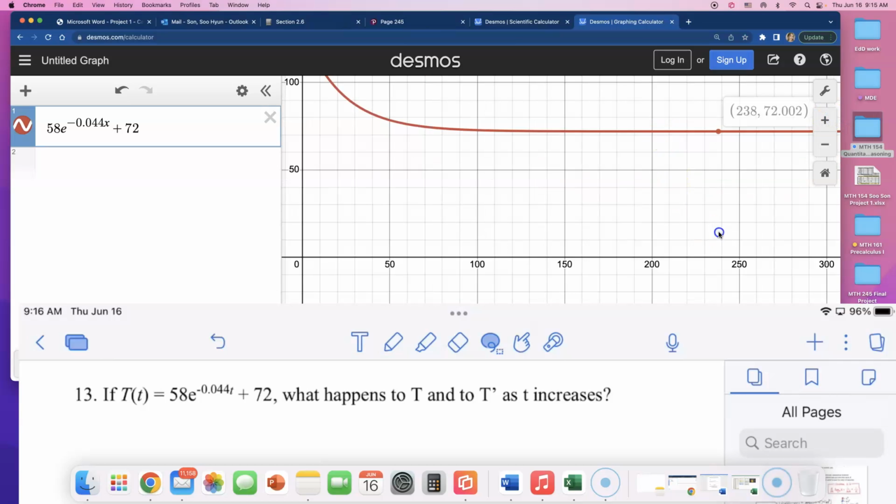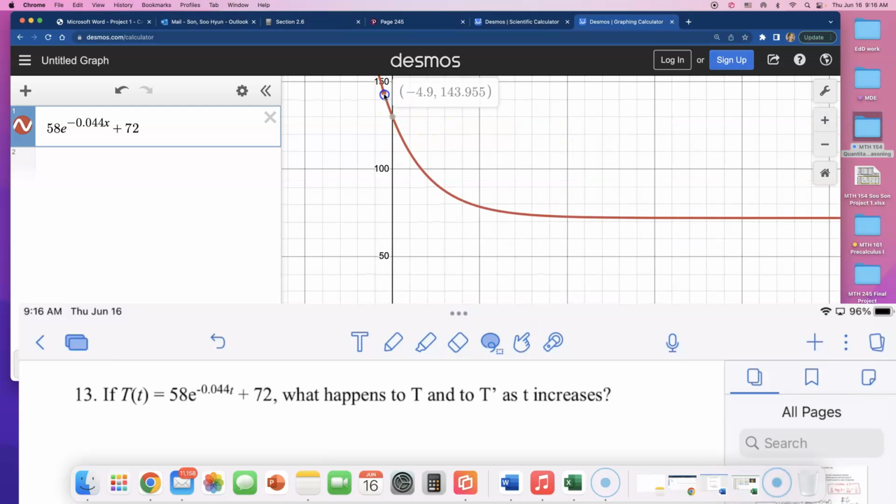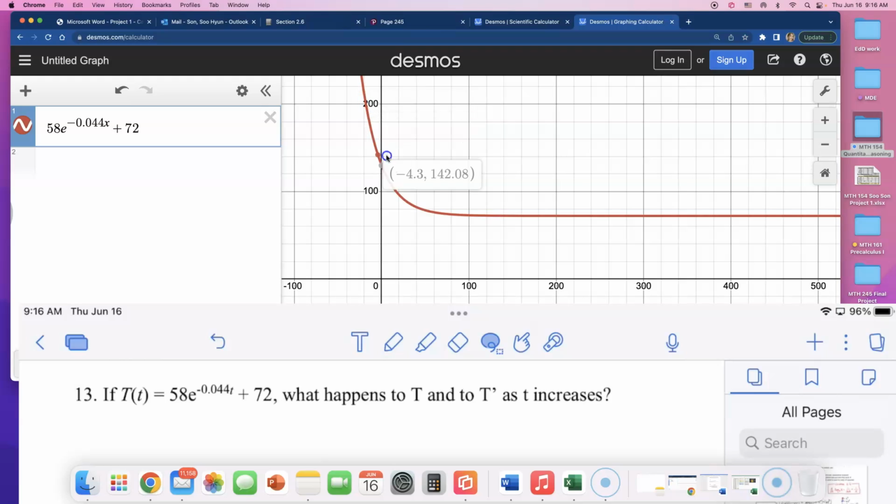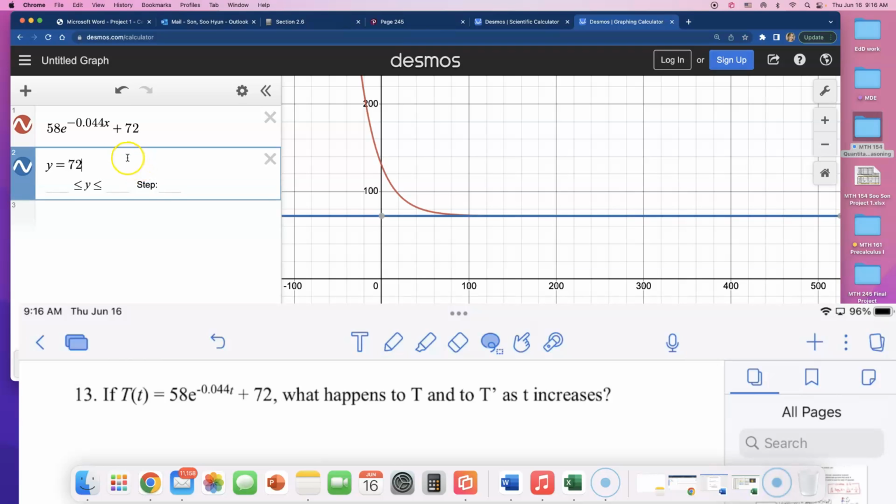Now, as x increases, as t increases, what is the graph doing? It looked like it was decreasing for a second, right? It was going down, but do you guys see how it's leveling out? It's not going to go down forever to negative infinity. It definitely has a horizontal asymptote. Where do you think that horizontal asymptote is? Look, this is an exponential function that's been shifted 72 units up. So do you believe me if I tell you that this graph has a horizontal asymptote at y equals 72?